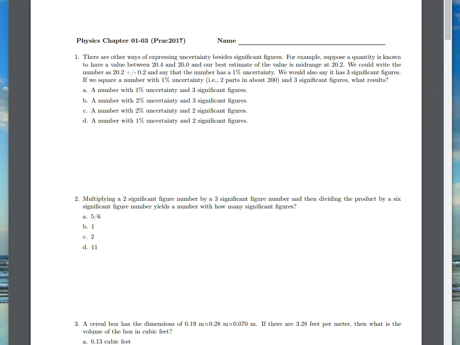Problem 1. There are other ways of expressing an uncertainty besides significant figures. For example, suppose a quantity is known to have a value between 20.4 and 20, and our best estimate for the value is mid-range at 20.2. We could write the number as 20.2 plus or minus 0.2 and say that the number has a 1% uncertainty. We would also say it has 3 significant figures. If we square a number with 1% uncertainty and 3 significant figures, what results?